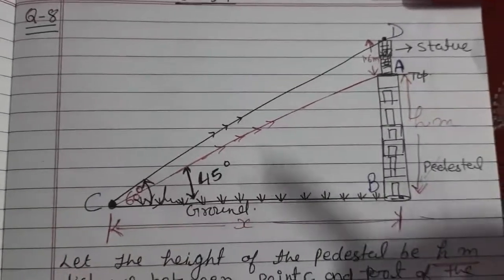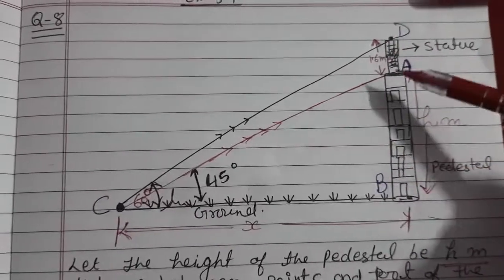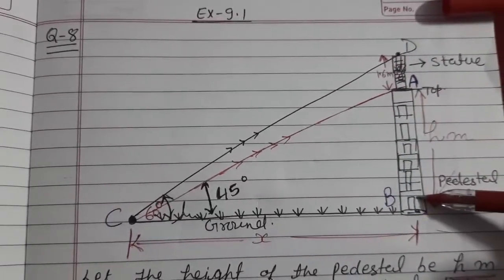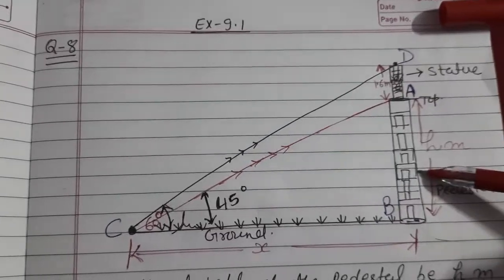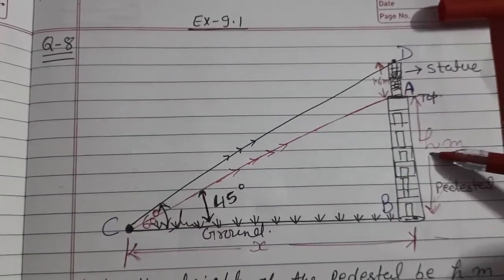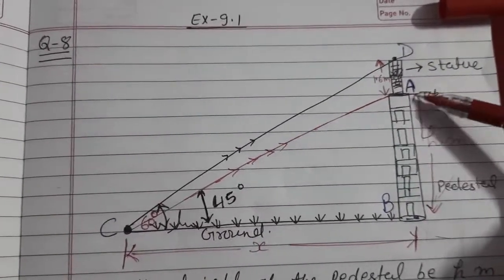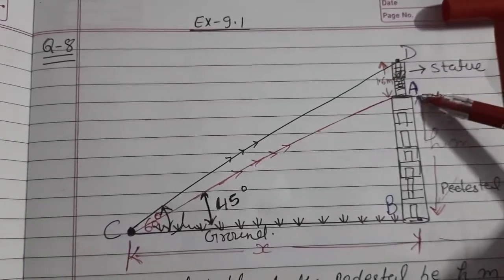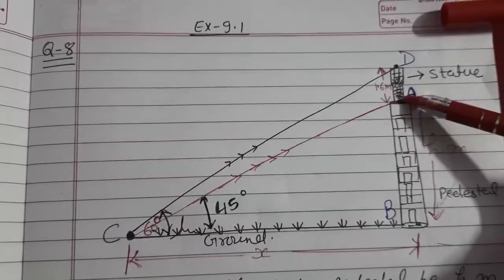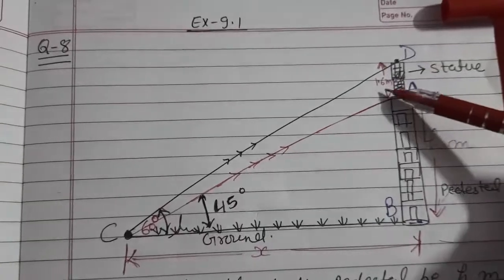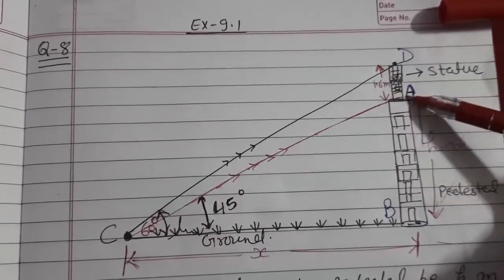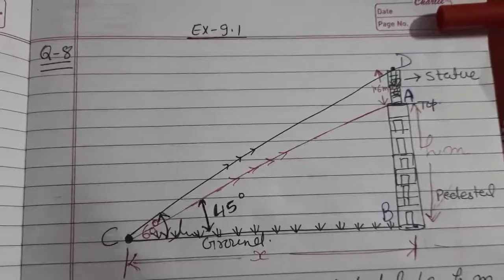According to the question, we have a pedestal and we have to find out the height of the pedestal. I am considering its height as h. At the top of the pedestal there is a statue whose height is 1.6 meter, located at the top of the pedestal.